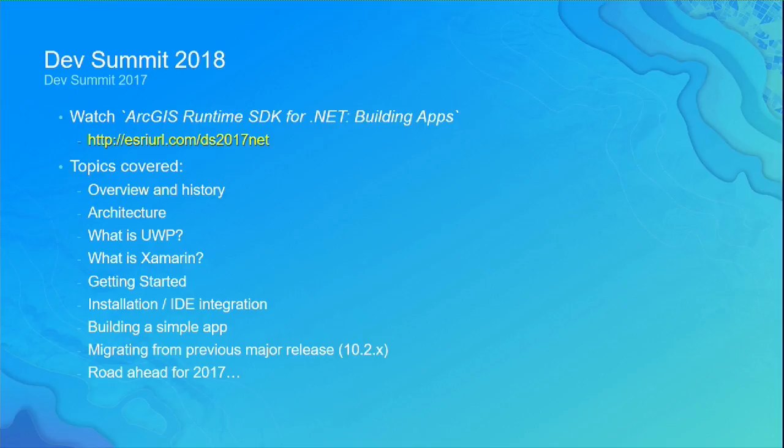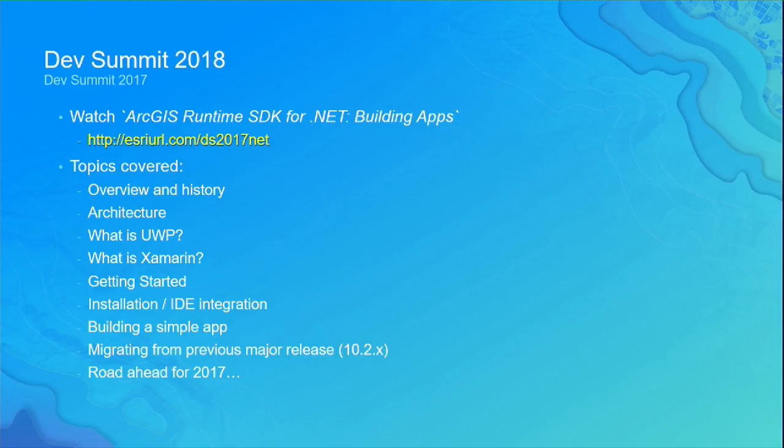But last year's Dev Summit was a major Dev Summit for us because it was the first Dev Summit since we released the ArcGIS Runtime Series 100. And that was the culmination of a number of years of effort in re-architecting and redesigning the API to provide that common core code base and the common API design and patterns that I was talking about earlier. So it was a major milestone for the ArcGIS Runtime. That meant that in that session, we covered some of the overview and the history of how we got to the point we are now with the SDK.